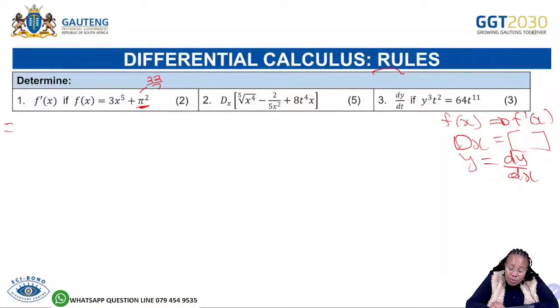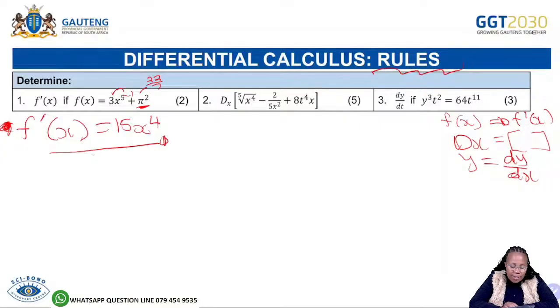Now let's find the rules of differential. Here we are using rules, no more first principle. So this we are deriving, f derivative of x, and then this will be 5 times 3, which is 15x. Subtract 1 from the exponent, to the power 4. That is an answer for number 1.